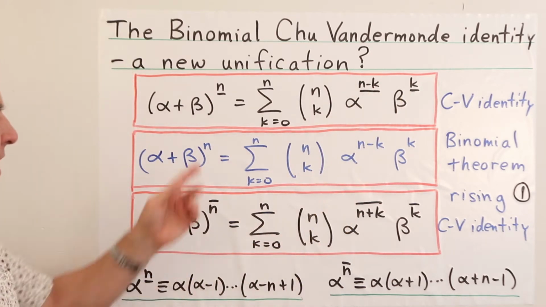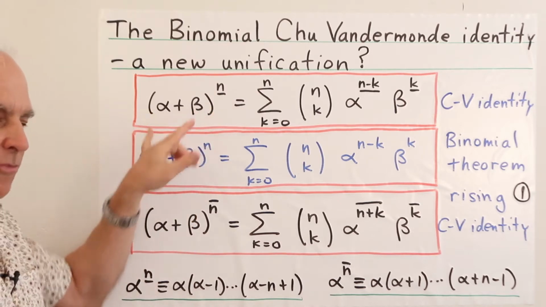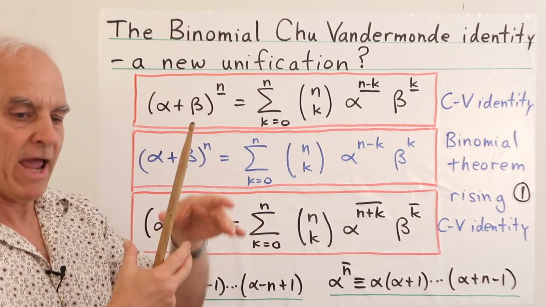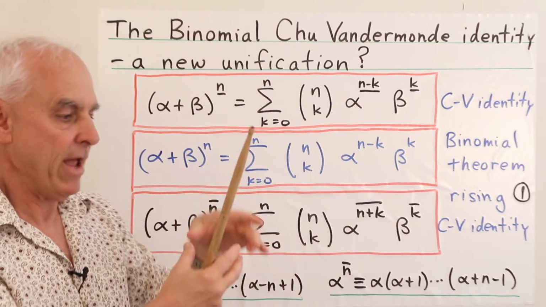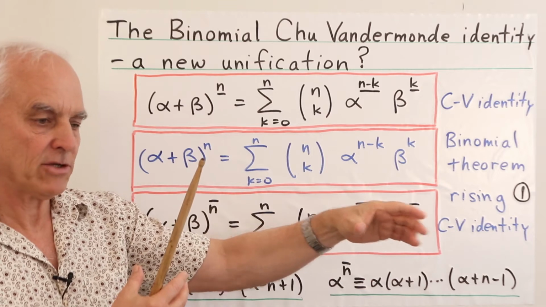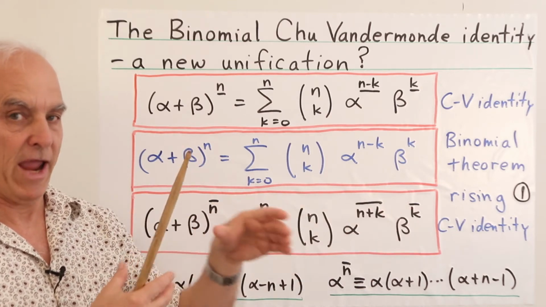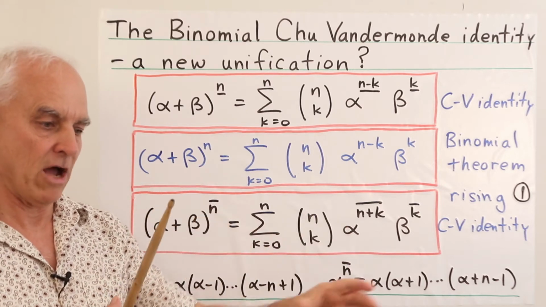And I remind you that n falling means that we're taking alpha plus beta and multiplying it by alpha plus beta minus 1, alpha plus beta minus 2, carrying on like that until we get to alpha plus beta minus n plus 1. So altogether n factors, but they're all going down by 1 each time.